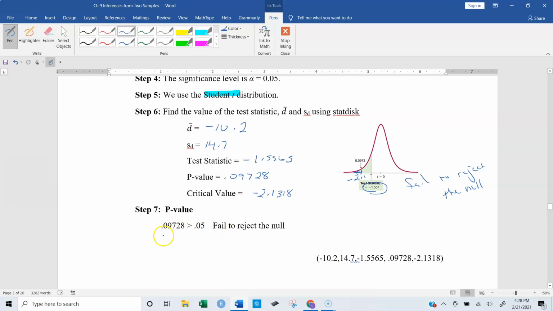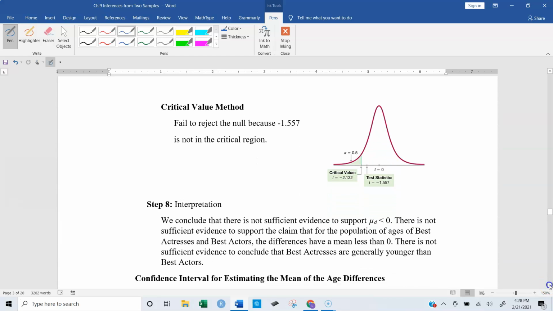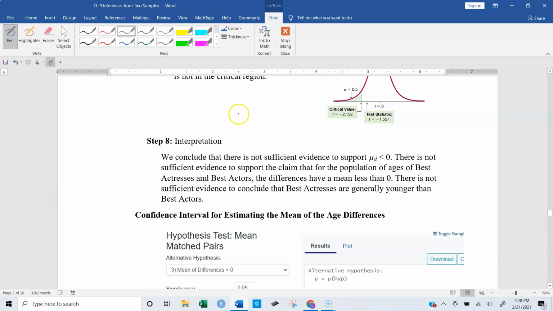Now let's look at our p-value, 0.09 is greater than 0.05. Again, we fail to reject the null. Now let's go down to our, I think this is actually on the next page for you. Critical value is there. Interpretation, there's not enough.